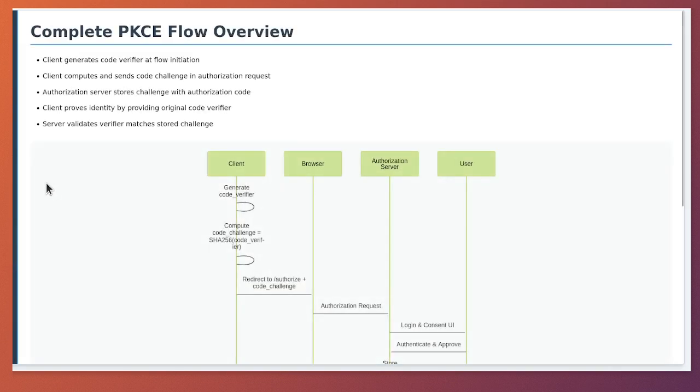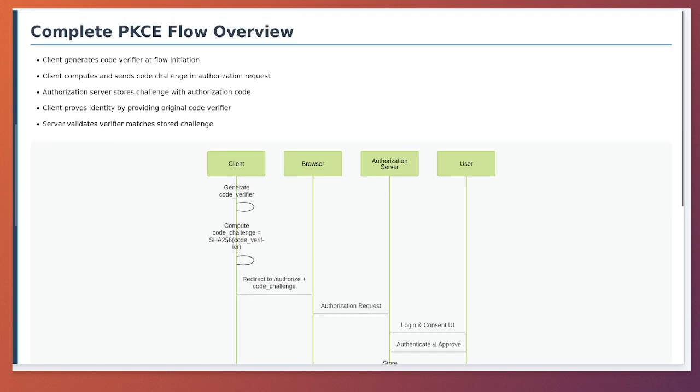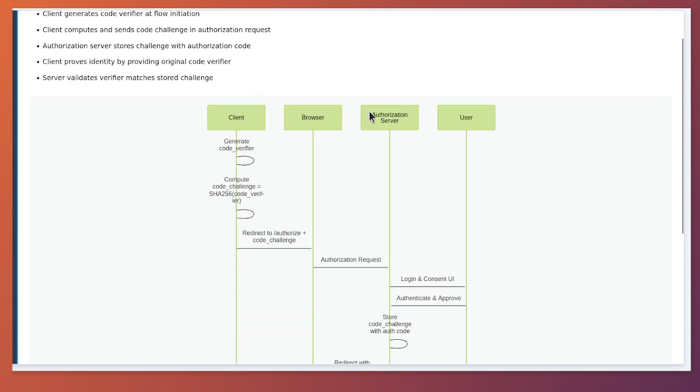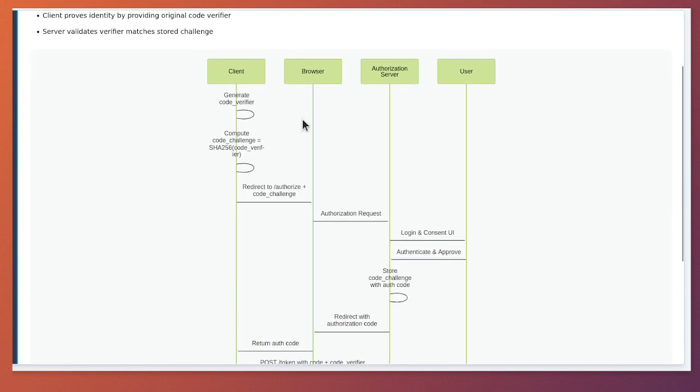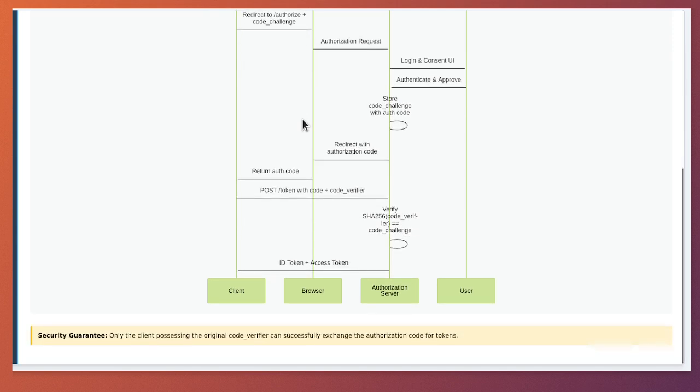Complete PKCE flow overview. Now that we understand the cryptographic components, let's walk through the complete PKCE flow from start to finish. This flow involves four main actors: the user, the client application, also called the relying party, the authorization server, and the resource server. Each of these plays a specific role in the authentication and authorization process.